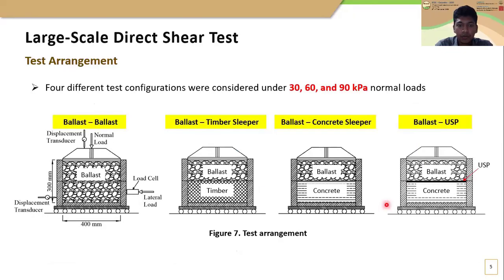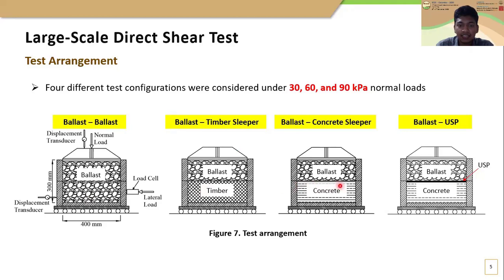With that, I am going to explain the test arrangement used in this study. Four different test conditions were considered, and each test specimen was tested under 30, 60, and 90 kilopascal normal loads. In the first test setup, the cylindrical specimen was completely filled by ballast to represent the shear behavior at ballast interface. In the second test setup, the bottom half of the cylinder was replaced by a timber sleeper material to represent the shear behavior at ballast timber sleeper interface.